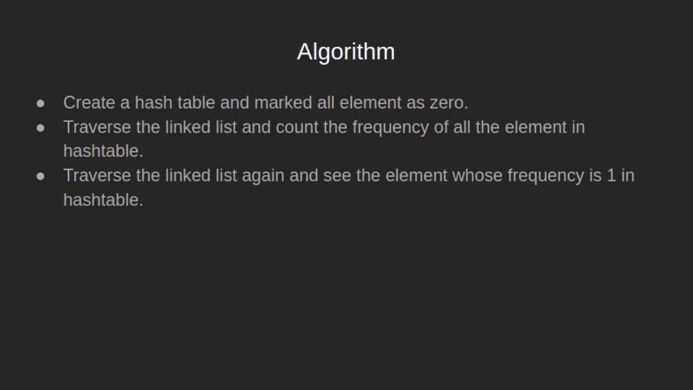Let's see the algorithm to solve the above problem. First, create a hash table and mark all elements as 0. Traverse the linked list and count the frequency of all the elements in the hash table. Traverse the linked list again and see the element whose frequency is 1 in the hash table. Or more appropriately, we can say see the first element whose frequency is 1 in the hash table.